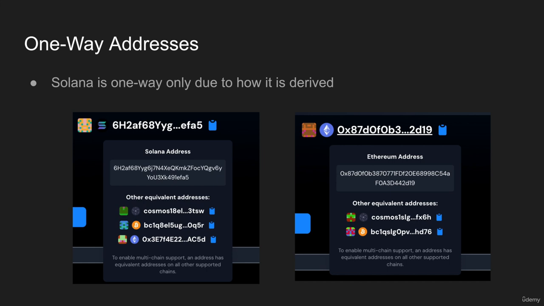The last thing I want to note with the address conversions is that Solana addresses are one-way only. This is just a property of how they're derived. So converting from a Solana address is possible, and you can map it to any other chain's equivalent. However, you cannot do the reverse, just because of the way it was designed. You can't undo a hash is pretty much the basis of why. So as developers, we just have to deal with it. It's a little annoying, but it's something we have to deal with. Solana is the only one currently, but in the future there may be more one-way only chains. It depends on their architecture.